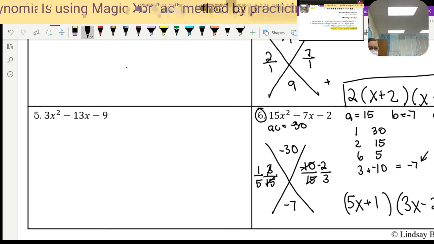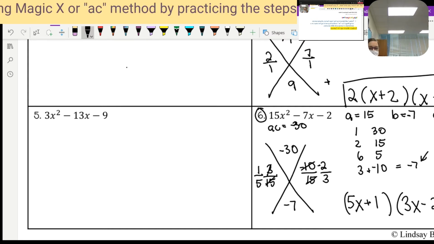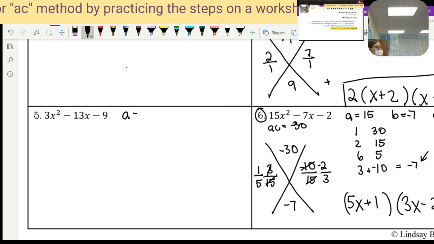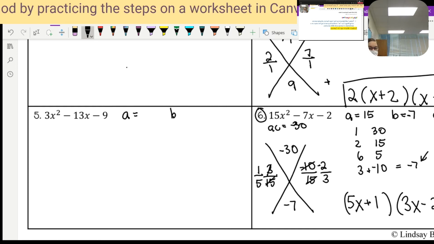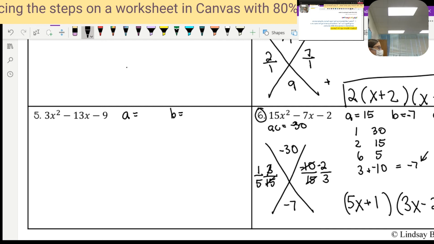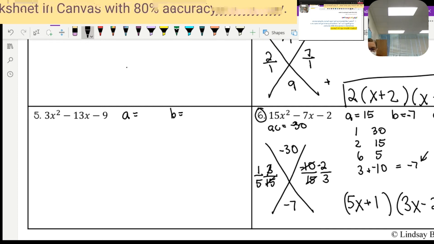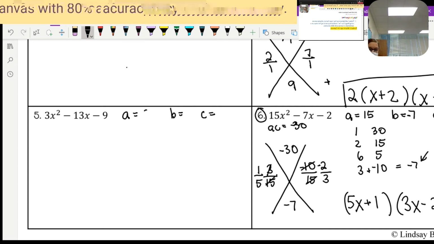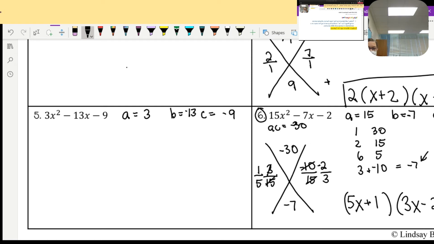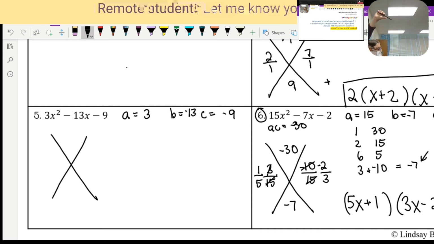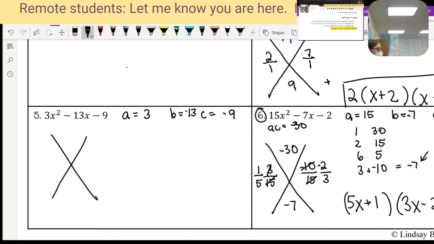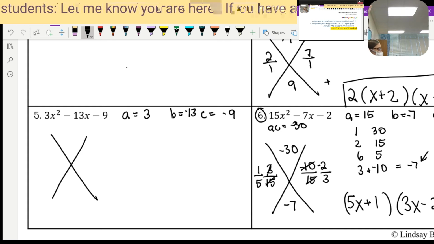So let's look at number 5 here. Do you know how to identify A, B, and C? Is that easy? That's easy to identify A, B, and C? Okay. So we do that. We have 3, -13, and -9. Okay, so finding AC, is that easy or hard? Pretty easy? Hard? Nobody wants to answer that one.